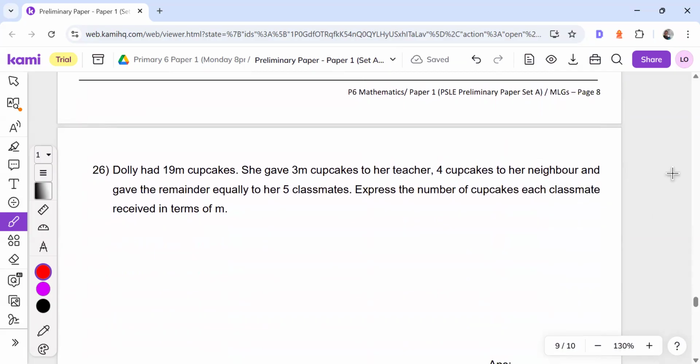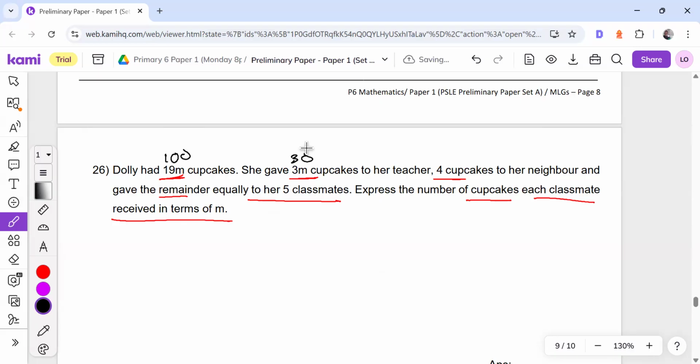Again, algebra. Dolly had 19M cupcakes. She gave 3M to her teacher, 4 cupcakes to her neighbor, and she gave the remainder equally to 5 classmates. So, how many cupcakes did each classmate receive in terms of M? Okay, if I don't know how to do it in the exam, what do I do? Give a number, 100. Then maybe 30.